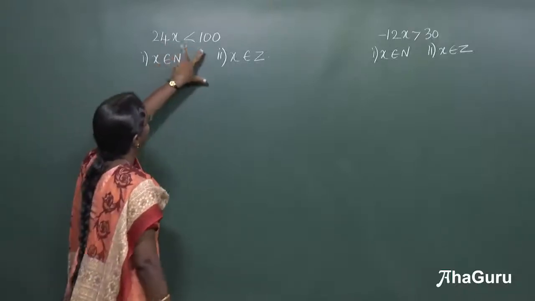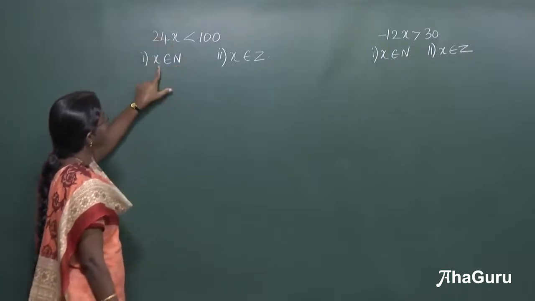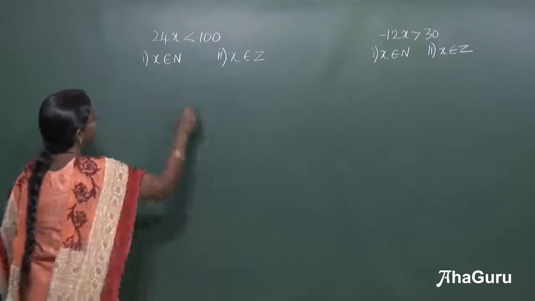24x is less than 100 is the inequality given. You have to solve this and find the solution. First case when x is a natural number, second case when x is an integer.